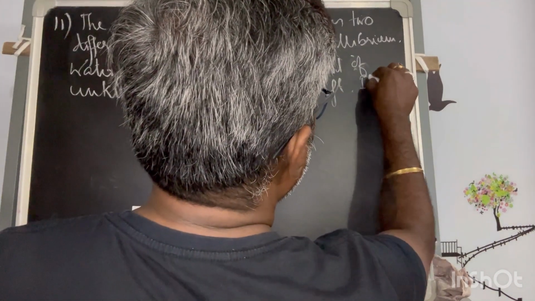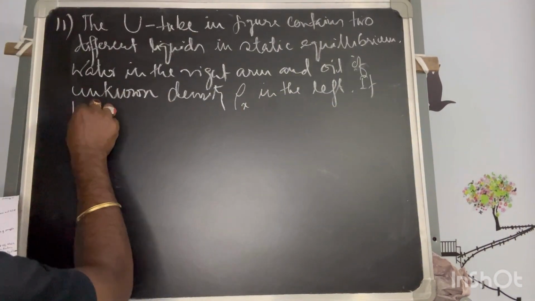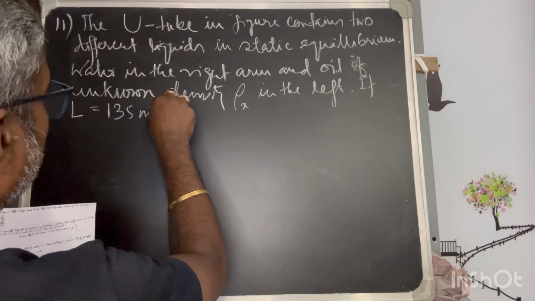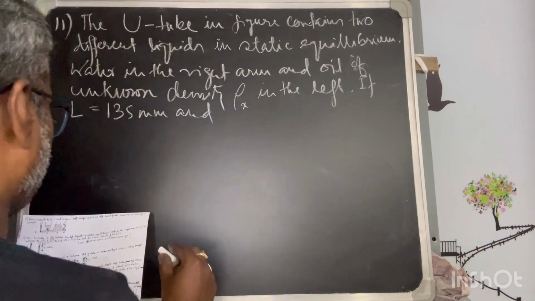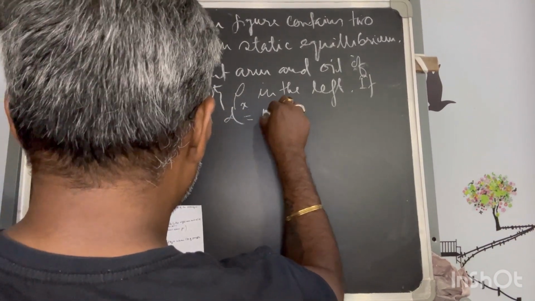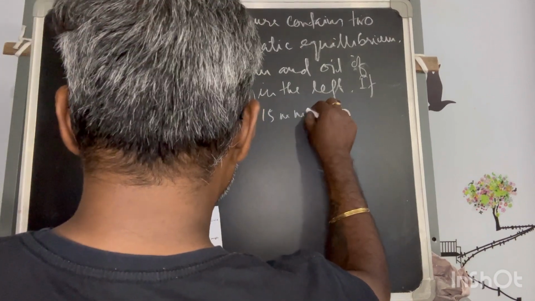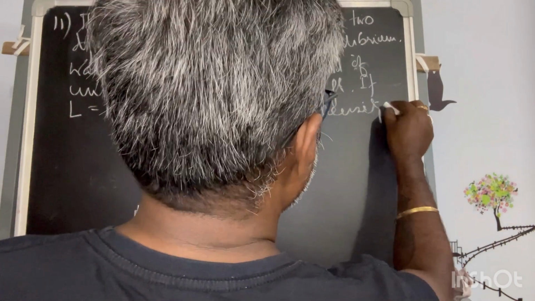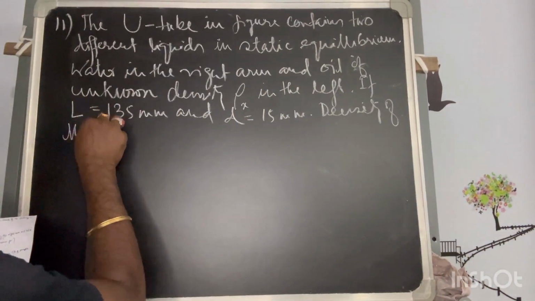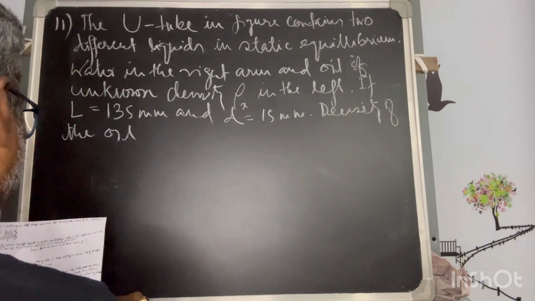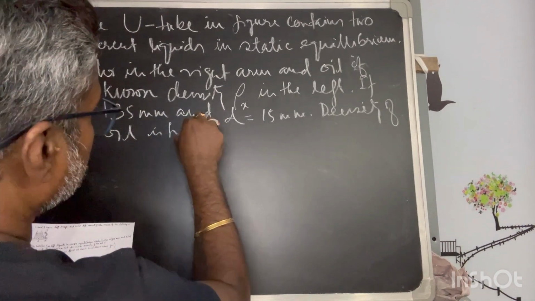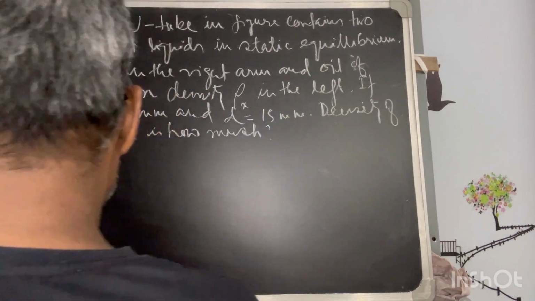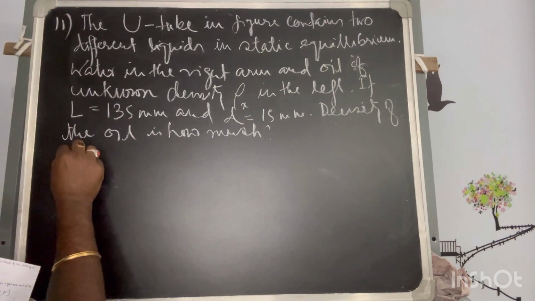If L is equal to 135 millimeter and D is equal to 15 millimeter, the density of the oil is how much? So let me draw the U tube.